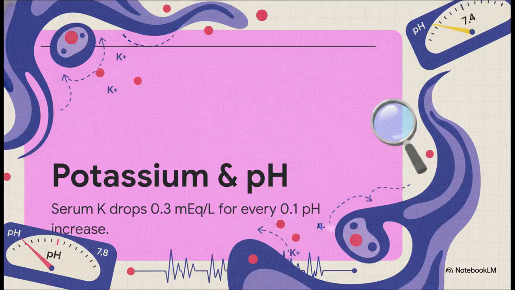Okay, let's look at this final calculation in question 11. As the blood becomes rapidly alkalotic, potassium shifts right into the cells, dropping serum levels dangerously low. The golden rule here is that serum potassium drops roughly 0.3 milliequivalents for every 0.1 increase in pH. So let's say a patient shifts from a normal 7.4 up to a 7.8. That's a 0.4 change. 4 times 0.3 equals a 1.2 drop in potassium. That means a baseline potassium of 3.4 plummets down to a critical 2.2.